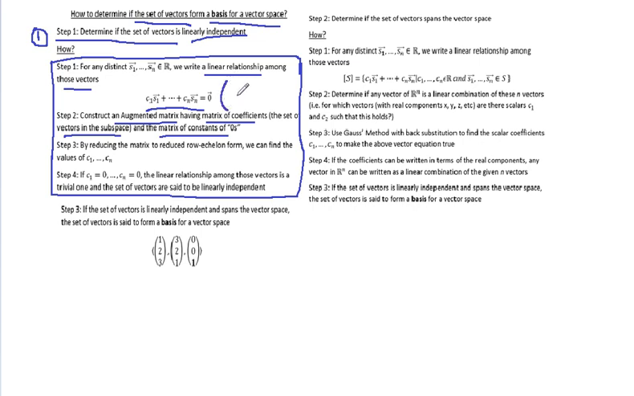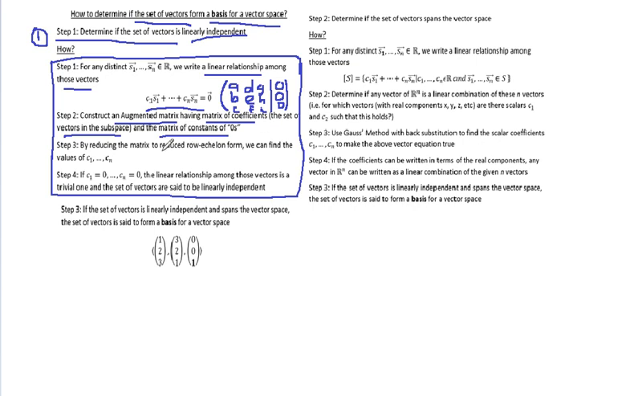So you have A, B, C, D, E, F, G, H, I, and your matrix of constants is 0, 0, 0. So this will be your first vector, second vector, and third vector.